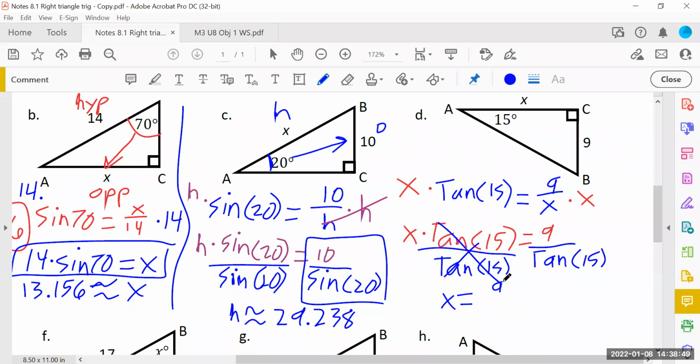Make that a 9. That looks kind of like an A. Let's try that again. 9 over the tangent of 15. If you put that in a calculator, you should get approximately 33.588.